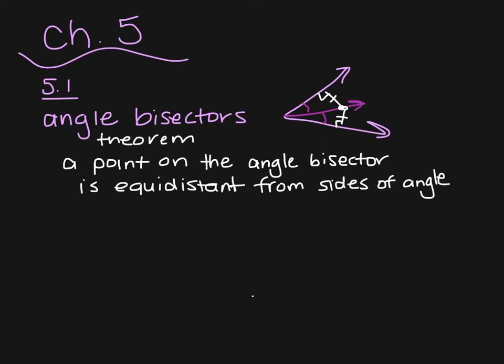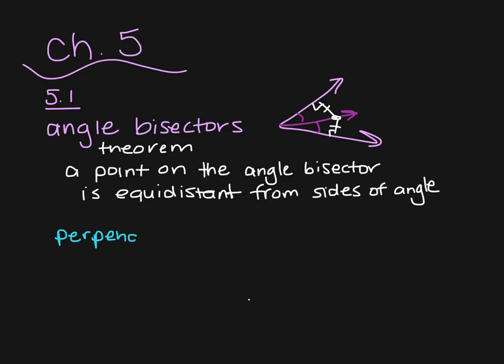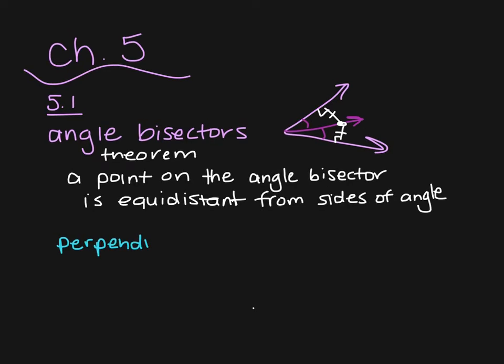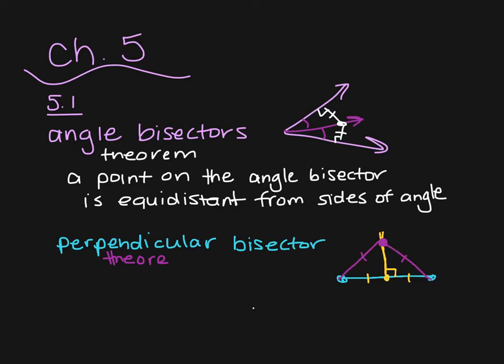And then we learned about the perpendicular bisector. And this is a segment that intersects another segment. So it's a segment, line, or ray that intersects a segment at its midpoint and is perpendicular to that point. So it's perpendicular to a segment at its midpoint. And the theorem says that any point on the perpendicular bisector would be equidistant from the endpoints.